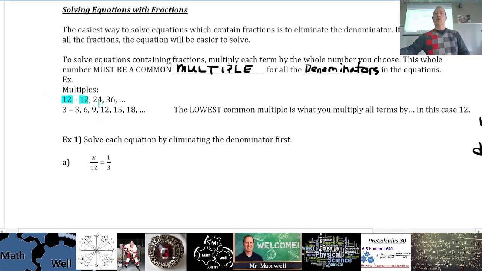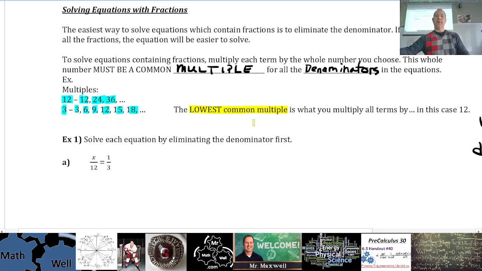That's 12. 12 times 2 would be the second multiple. 12 times 3, the third multiple, and so on. For the number 3, the multiples are 3 times 1 is 3, then 6, 9, 12, 15, 18, and so on. So when you look at the denominators, you want to multiply by the lowest common multiple. The LCM, lowest common multiple. That's what you multiply by in order to eliminate all of the fractions.